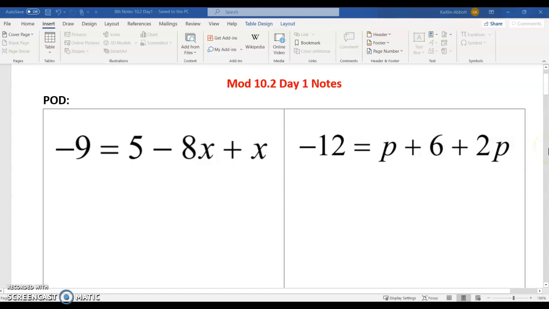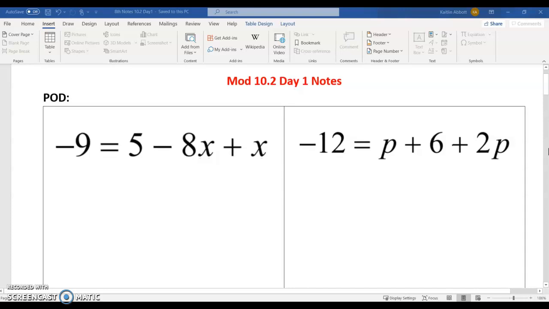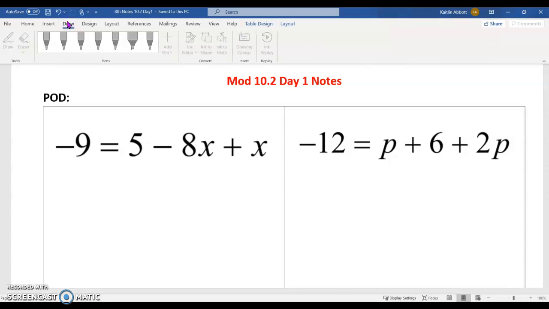Okay, welcome to 10.2 day 1. Here is your problem of the day today. It looks similar to last week. We have multiple terms that we have to deal with. Okay, draw. So I'm going to make a line down the middle, and I'm going to organize all these terms.